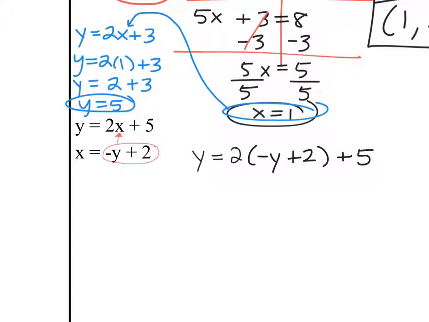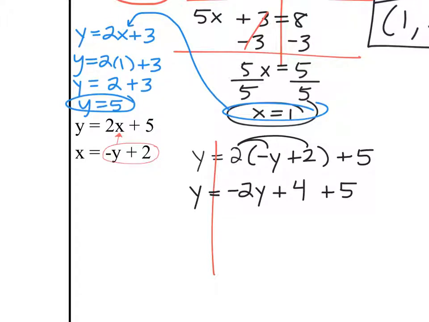This is the part we just solve it out. So let's distribute. Y is equal to negative 2y, 2 times 2 is 4, and then bring down your plus 5. Don't forget about it. We do not distribute to the 5 because it's not in the parentheses. We got some like terms we should probably combine.